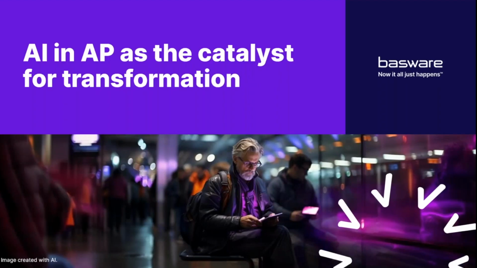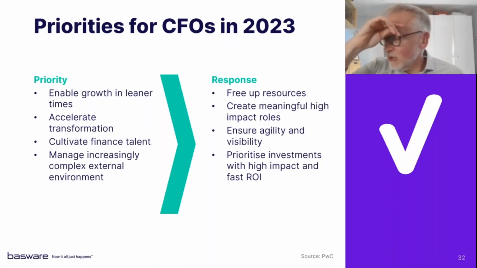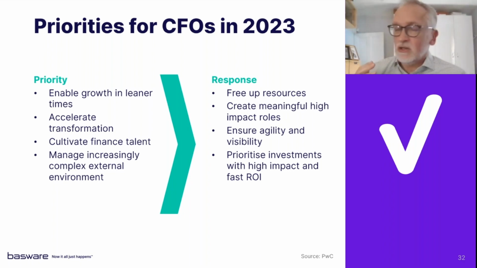So why should the CFO care about accounts payable, or why should the CPO care about accounts payable? If you look at the priorities of the CFO particularly, and actually I think these are equally applicable to supply chain or finance, if you change some of the words, they're trying to enable growth in leaner times. They're trying to transform the business and run the business. But typically the best people are required to run the business. So how can you free those people up to help with the transformation?